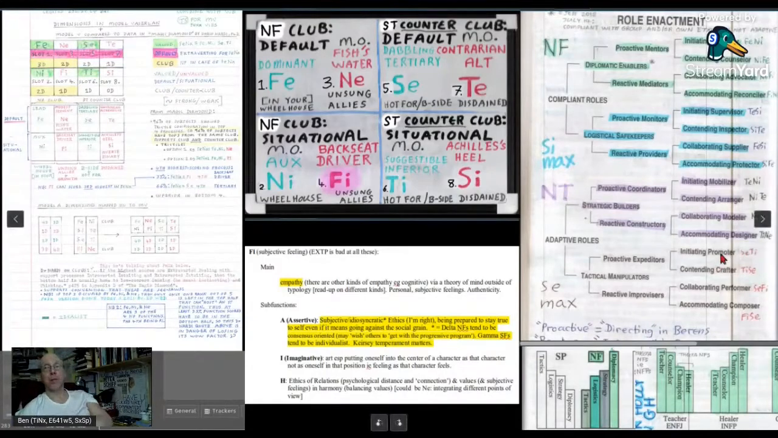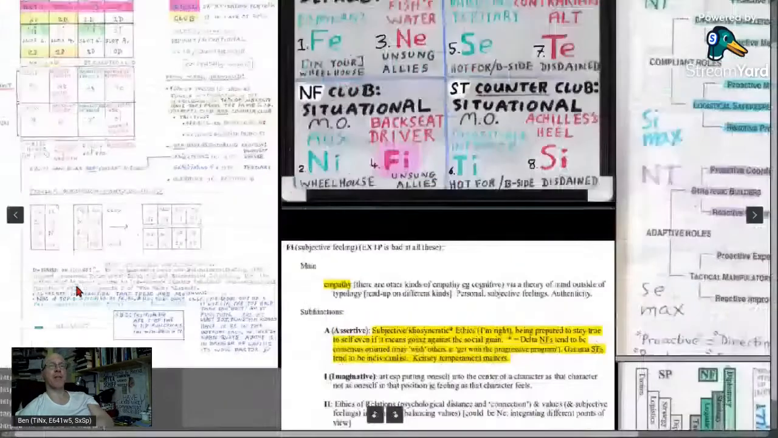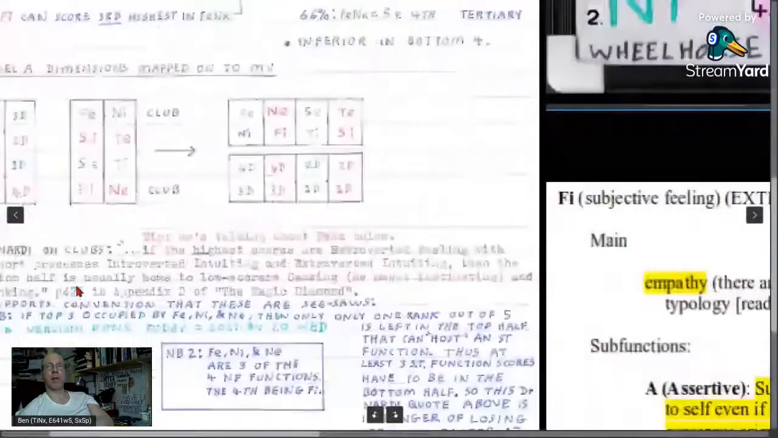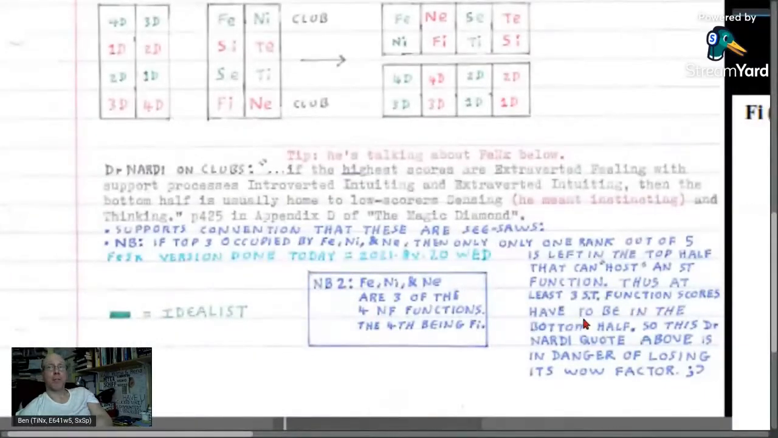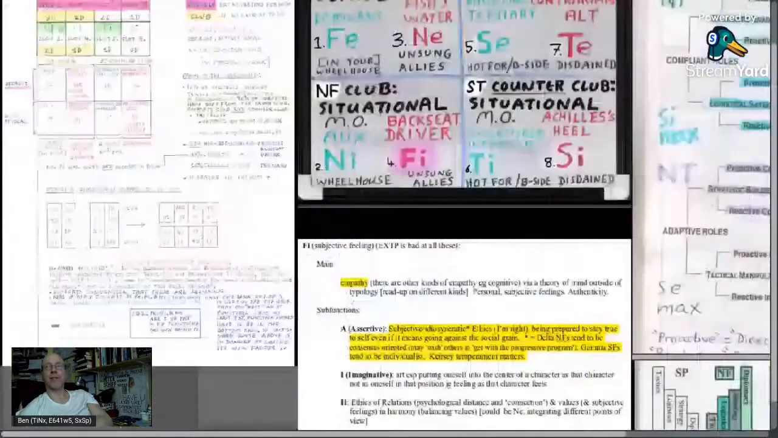Right. What else? So that's that club. So ENFJ is going to be using all of those NF functions, and it's there in Dario's data. There's that bit there. I made a cheeky comment there about Dario's observation.